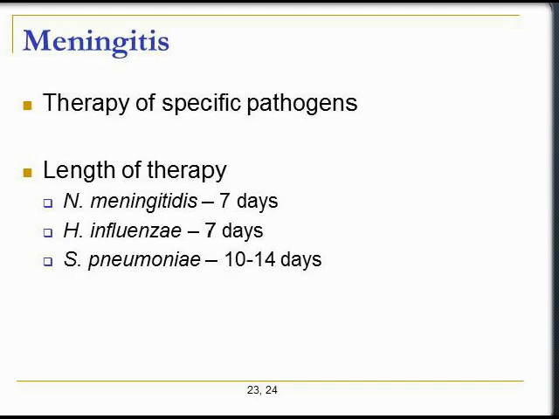So therapy of specific pathogens is listed in your handout, and I'm not going to go over that specifically, but you can see specific therapy for strep pneumo, Neisseria meningitidis, and H. flu, and then a few other antibiotics or organisms as well, including listeria. Length of therapy depends on the organism. Generally, the more severe organisms have lower lengths of therapy. So Neisseria meningitidis, which tends to kill you very quickly, you really only have to treat, though, for 7 days. H. flu, which we don't see much of anymore, but it can occur, 7 days, and then strep pneumo is a 10 to 14-day course.